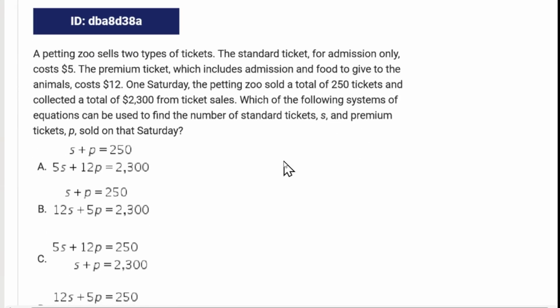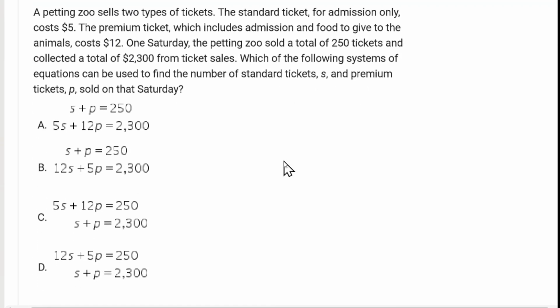Coming along here to the next question, another word problem, another sort of system of equations. Again, pause the video and read the problem to yourself first. You would want to first focus on what the variables stand for. So we can see that S is the number of standard tickets, and then P is the number of premium tickets. So you have 2 kinds of tickets. S is standard, P is premium.